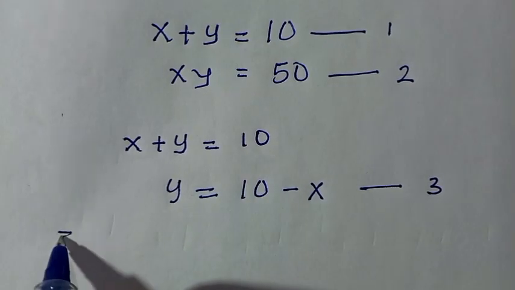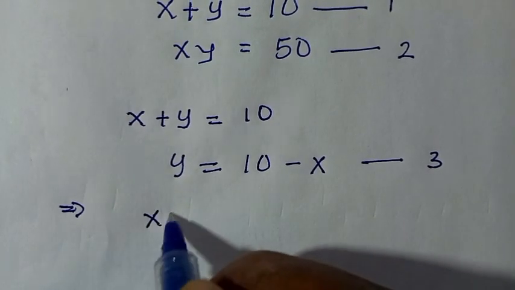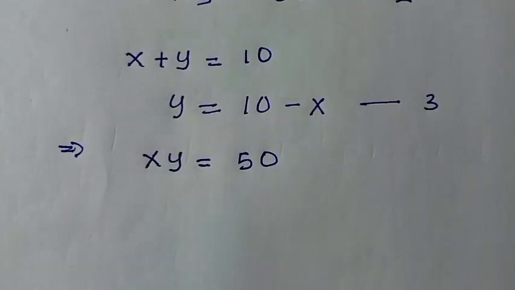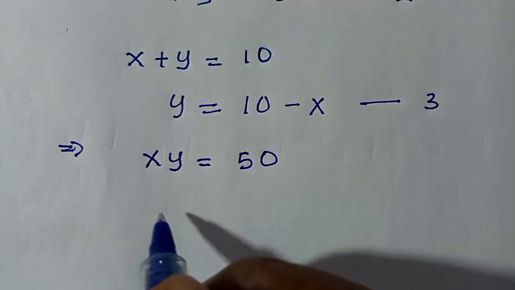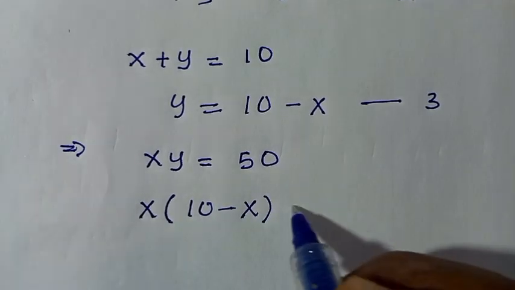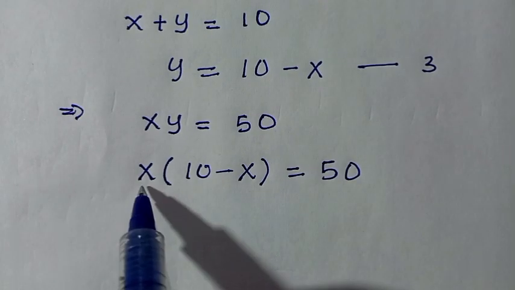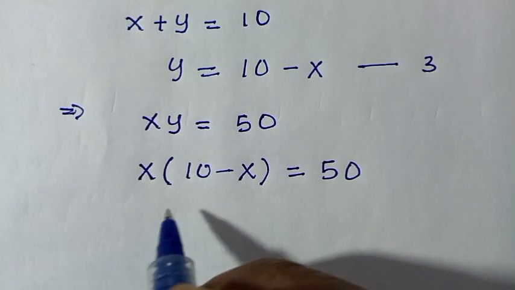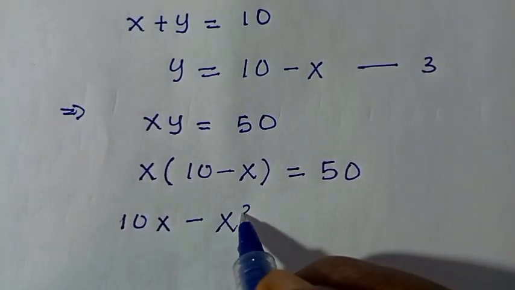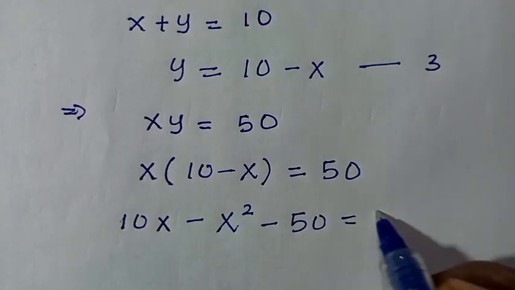Let's substitute equation 3 into equation 2, which is xy equals 50. By replacing y with 10 minus x, we have x into bracket of 10 minus x equals 50. Then by opening the parenthesis, x multiplied by x, we have 10x minus x times x, that is x squared. And by taking this 50 here, we have minus 50 equals 0.